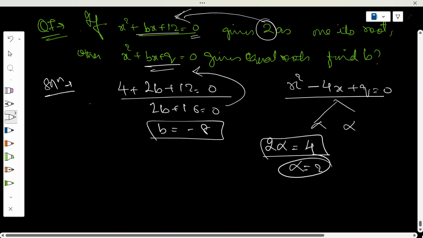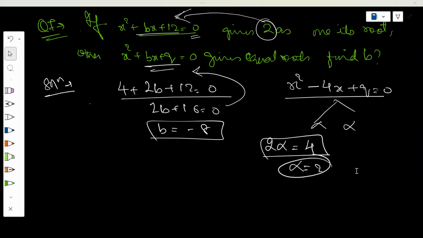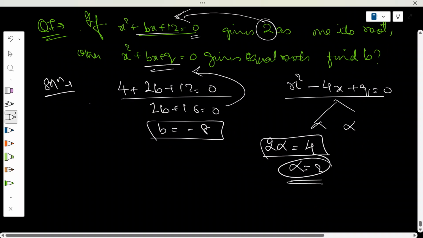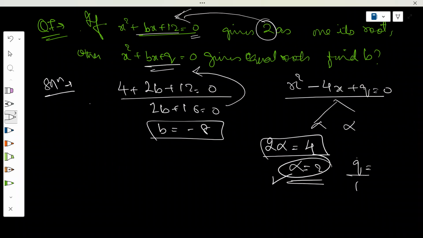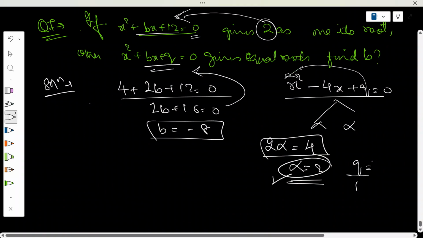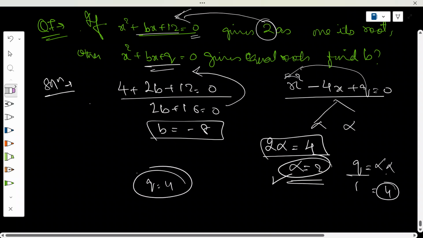Okay. Since we have equal roots and one of the roots we have found to be 2, the other root will be 2 only. So q by 1, that is c by a, would be equal to alpha into alpha, which is equal to 4. So the value of q will be 4.